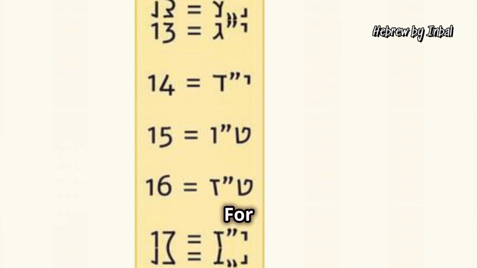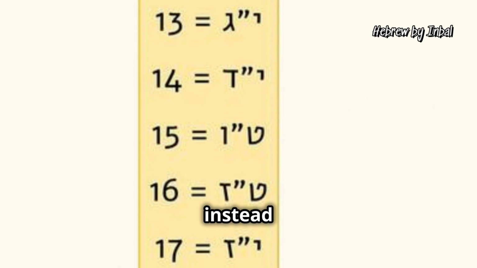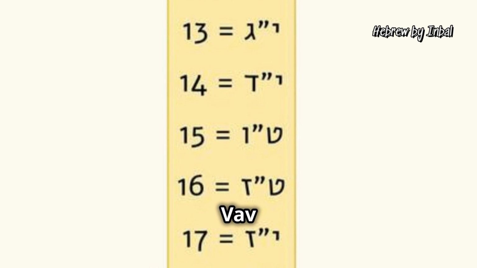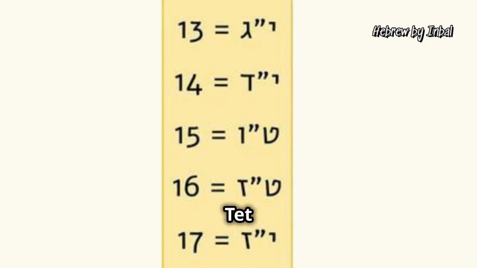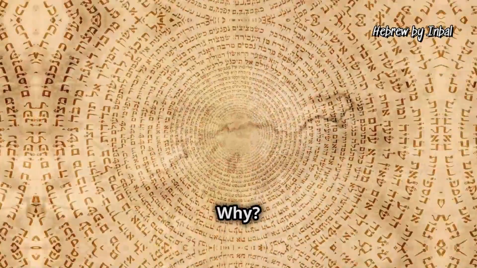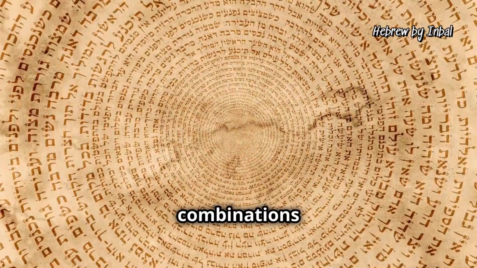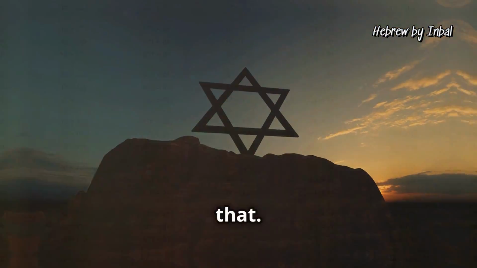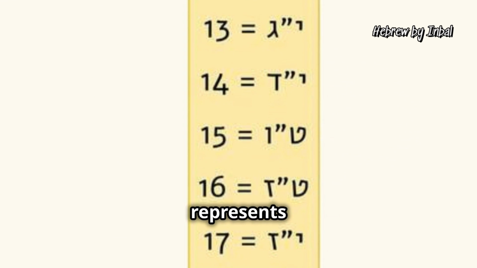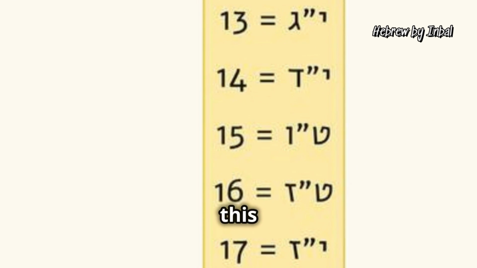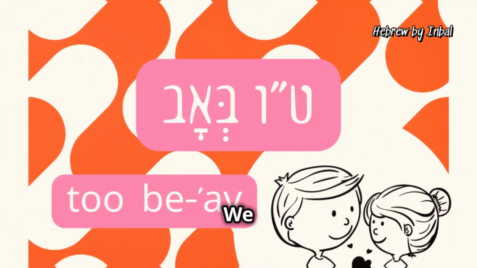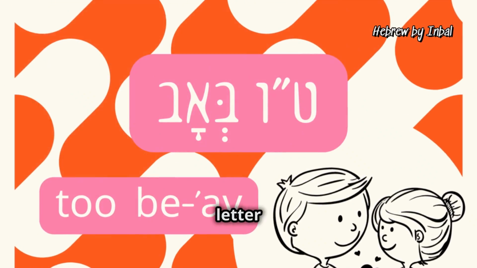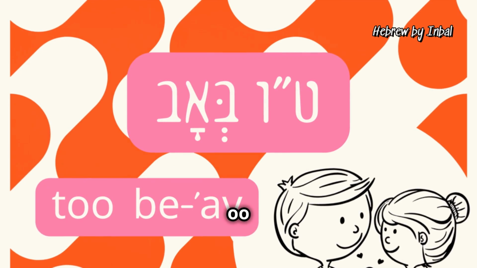But there's a twist. For 15 and 16, instead of using the usual combinations, we use Tet Vav for 15 and Tet Zayin for 16. Why? Because the usual combinations would spell part of the sacred name of God, and out of respect, we avoid that. So Tetvav represents the number 15, which is when this Day of Love is celebrated. We say Tu instead of Tetvav because it's easier, and because the letter Vav also makes the U sound in Hebrew.